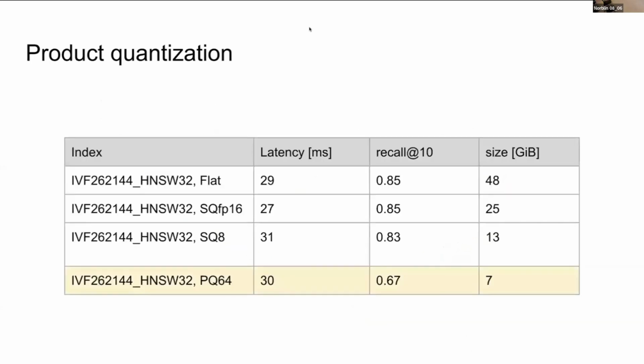And going back to our data set, we would see that the size of our index is only about 7 gigabytes from the initial 48 gigabytes, but the recall drop this time is significant. So in cases like this, it may be useful to perform A/B tests to assess the impact on your business metrics.